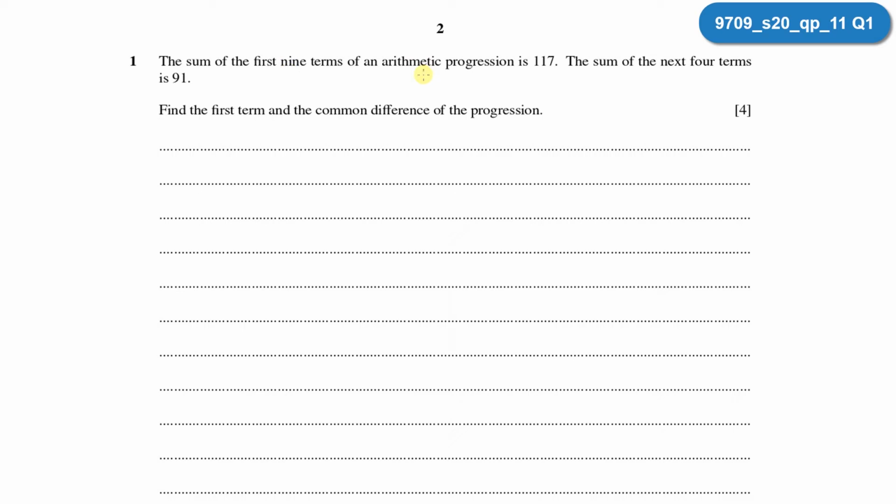So right here, the information that we have is that the sum of the first 9 terms is equal to 117. So that S_9 is 117. We've also been given that the sum of the next 4 terms is 91. Now, if we add these 4 terms to the first 9 terms, we have 13 terms in total. So the sum of the first 13 terms should be 117 plus 91. So this is going to give us 208.